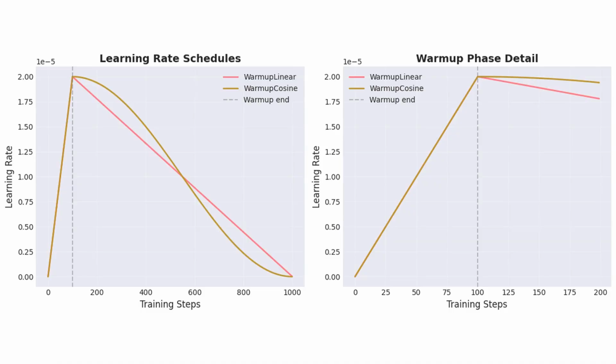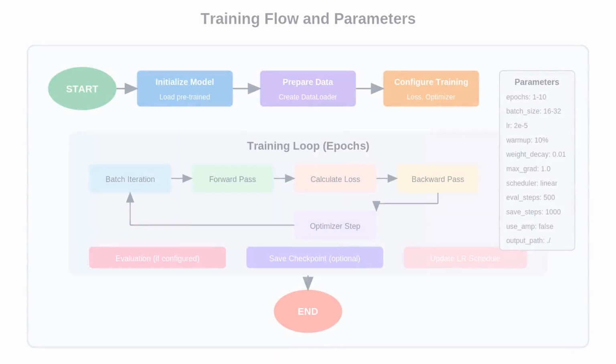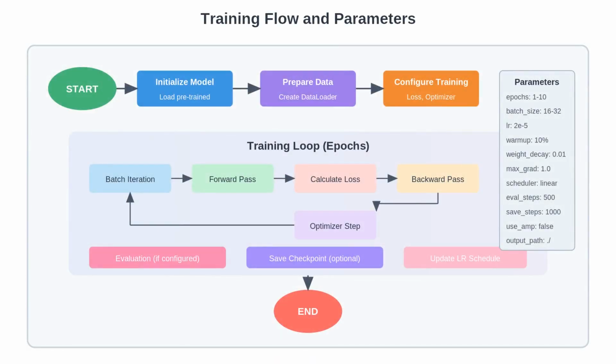Notice how both start with a gradual warm-up phase to prevent instability, then decay differently. Warm-up linear provides a steady decrease, while warm-up cosine offers a smoother transition that can sometimes lead to better final performance. Part 4 explores the complete training loop and evaluation process. This diagram illustrates how data flows through the training pipeline, from batching through forward pass, loss computation, backpropagation, and parameter updates. Understanding this flow helps you debug training issues and optimize performance.